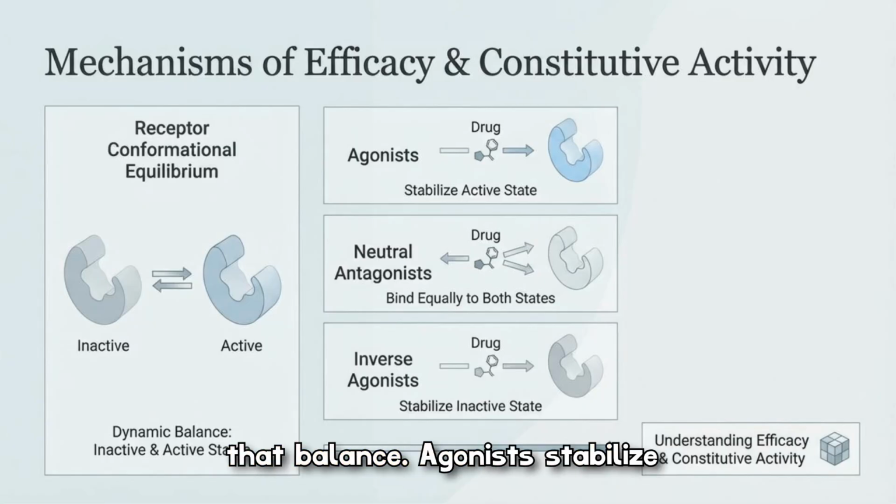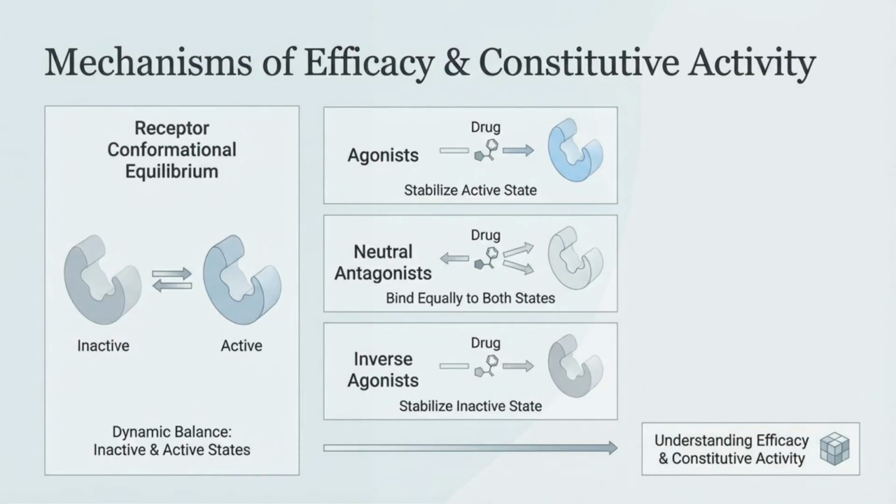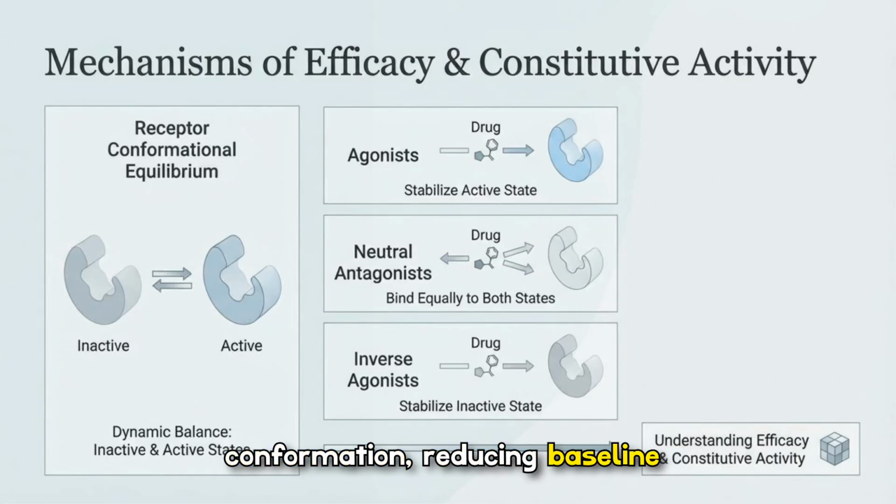that balance. Agonists stabilize the active state. Neutral antagonists bind both states without preference, and inverse agonists favor the inactive conformation, reducing baseline activity. Understanding this helps predict drug effects in systems with constitutive receptor signaling.